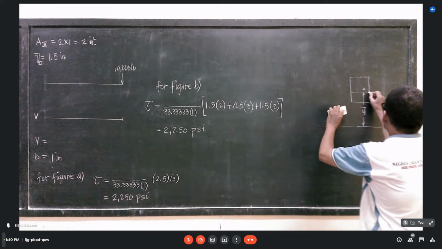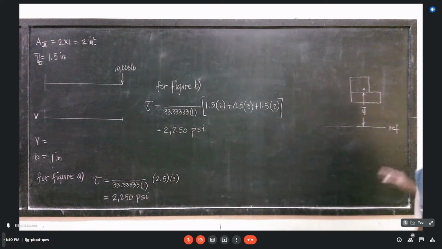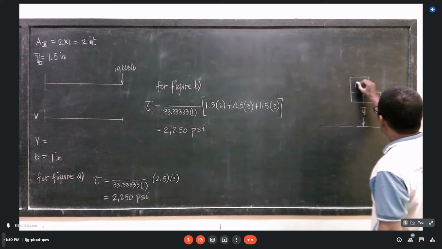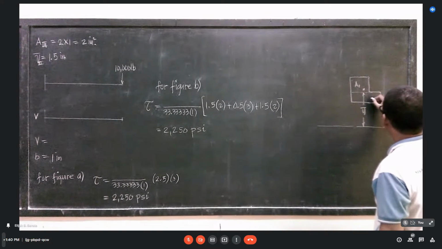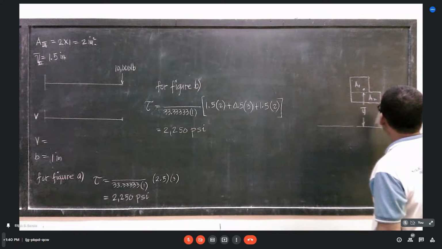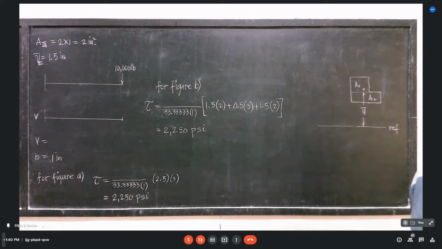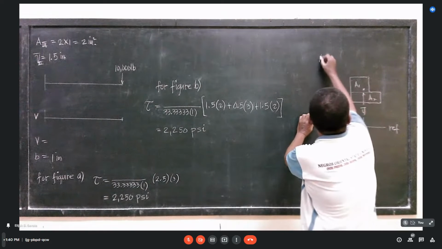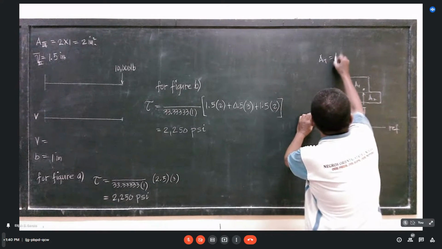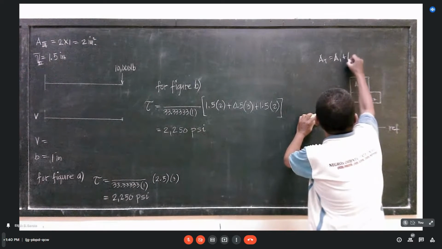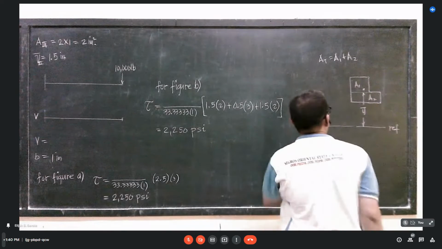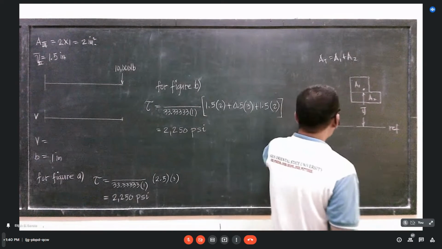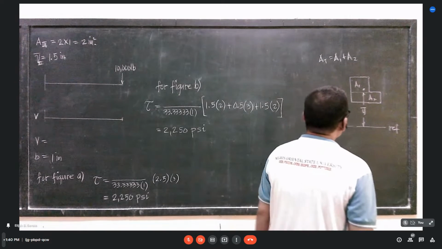Pahigda. So now, we have two rectangles. Area 1 and area 2. Now, according to the determination, of course, total area is area 1 plus area 2. Oh, you already know that, no?